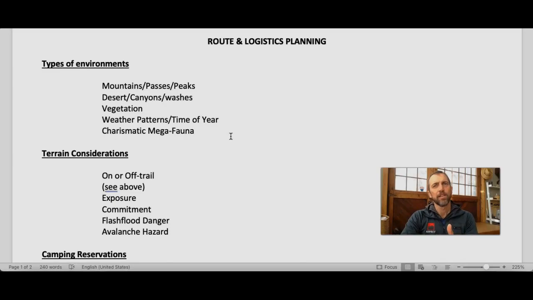Typically, the protocol is to have your kitchen and your food hung no less than 200 feet from camp, and you want that food and kitchen to be downwind from camp so you don't have food smells wafting through your camp and potentially have a bear following that scent through camp to get to your food.